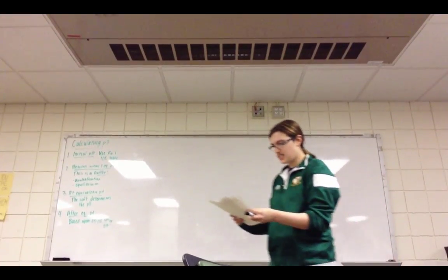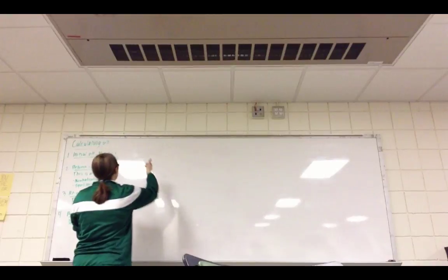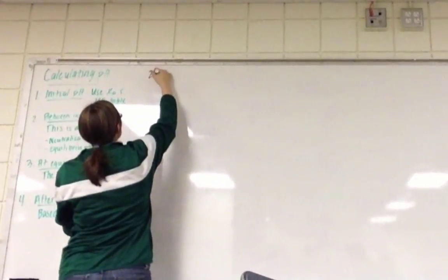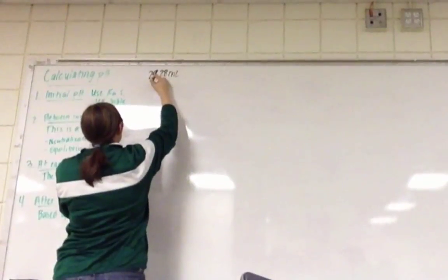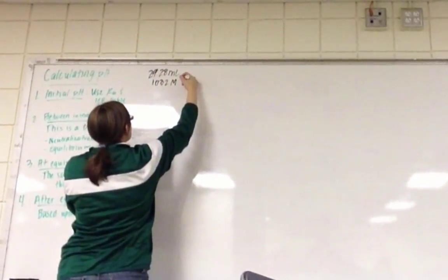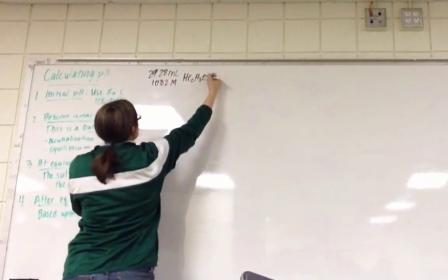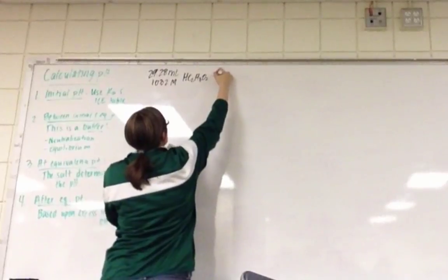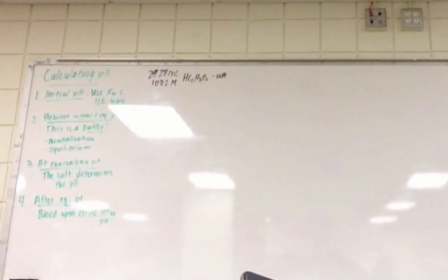Okay, so this second example says I'm not ready for this. 29.28 milliliters. So I'm going to try to write everything out. 29.28 milliliters of... God, I'm already messing up. 0.1032 molar acetic acid. Acetic acid is what kind of acid? Weak acid. Weak acid. Label, label, label.